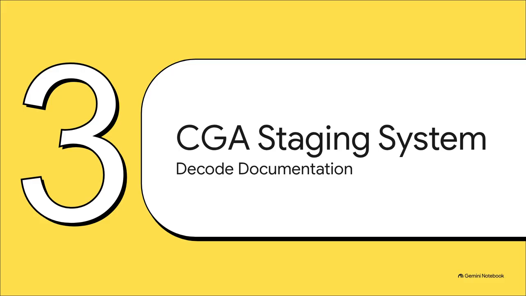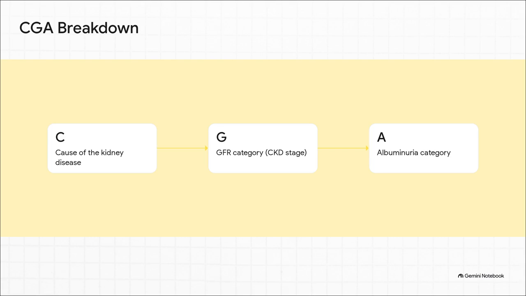Section 3, the CGA staging system. Often physicians won't conveniently write out Stage 4 CKD in plain English. We have to decode it. Enter the CGA staging system. The CGA acronym breaks down into 3 specific documentation elements that you need to be scanning for in the chart. First, C stands for the cause of the kidney disease. Next, G identifies the GFR category, and listen, this is your golden ticket because the G directly equates to the CKD stage we just looked at. And finally, A identifies the albuminuria category.